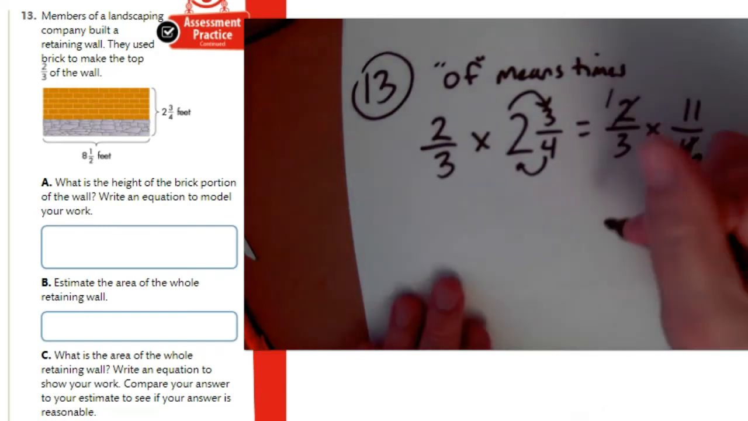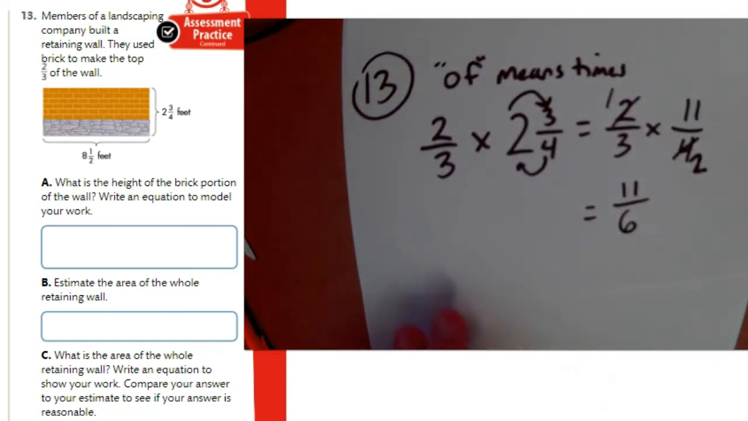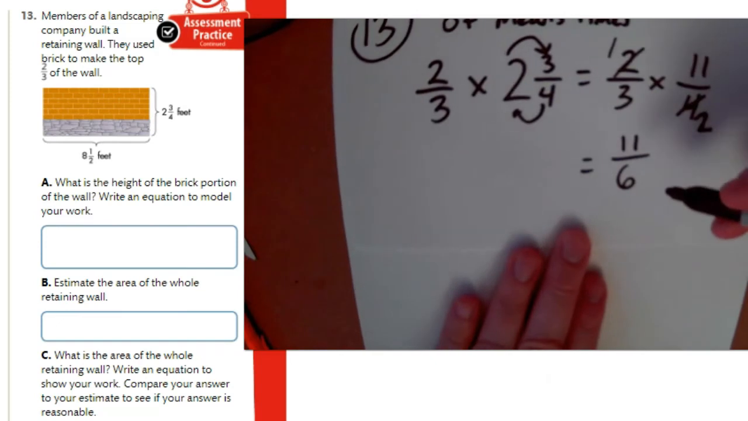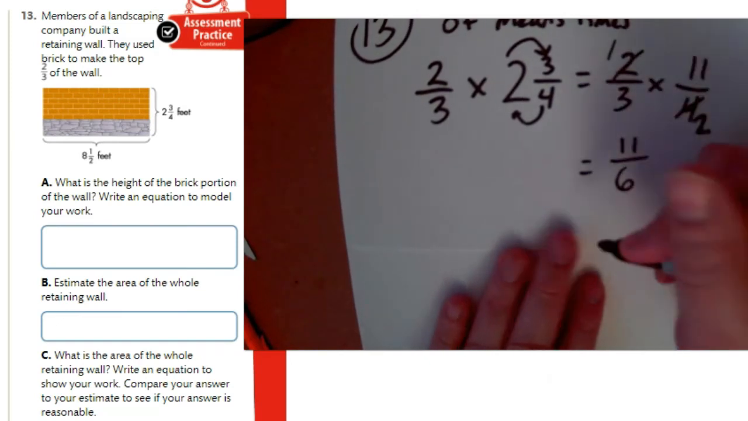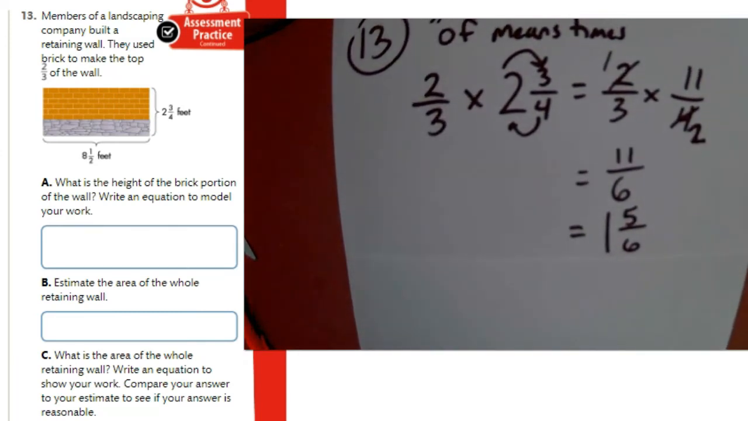There we go. Now I can multiply. 1 times 11 is 11, and 3 times 2 is 6. I still have an improper fraction. I want to turn that into a mixed number. 11/6, I can think about dividing. 6 goes into 11 only one time, and I'd have 5 left over. So I get 1 5/6.